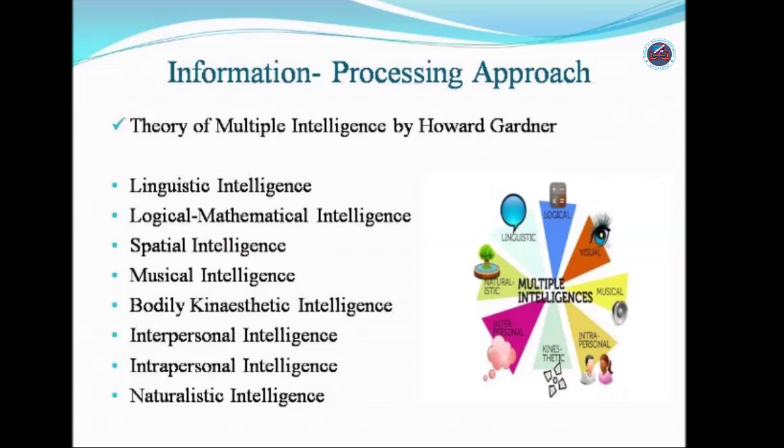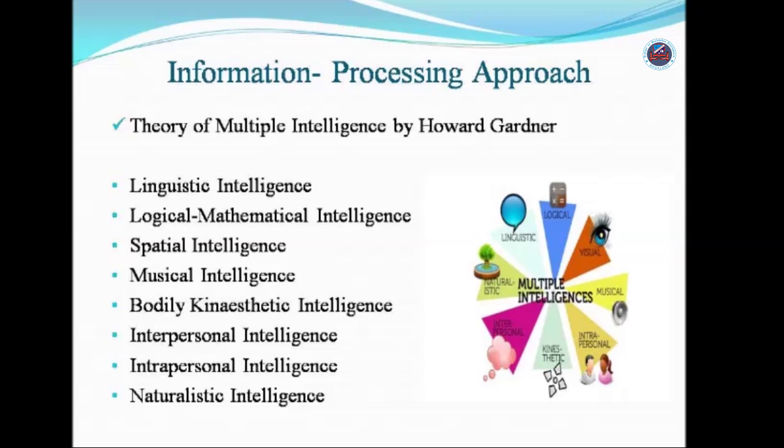Then comes musical intelligence. Individuals who are very sensitive to musical rhythms and patterns are high in this musical intelligence. They are not only sensitive to sound, but they can even create sound. So this comes under the musical intelligence. Then bodily kinesthetic intelligence. Bodily kinesthetic intelligence is a type of intelligence where an individual can use their entire body flexibly and creatively in order to display their ideas and their emotions. Example can be an actor, a dancer, or athletes.